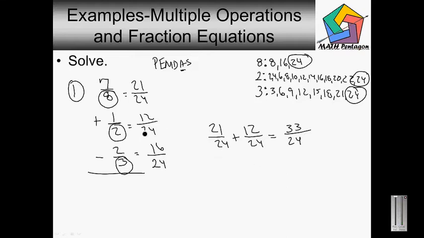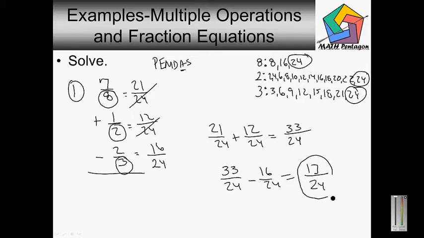So now we can forget about these fractions. So now we have 33 over 24, and we subtract 16 over 24. And 33 minus 16 is 17. And we keep the denominators the same, so our final answer to this would be 17 over 24.